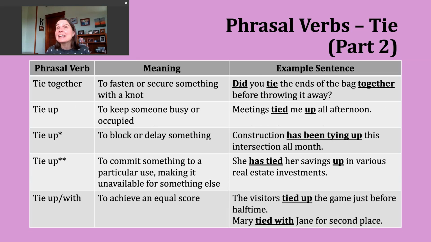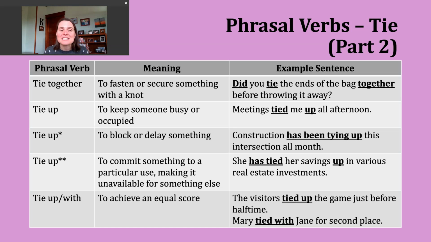The next is to tie together. This generally means we are fastening or securing something with a knot. An example of this: Did you tie the ends of the bag together before throwing it away? This is an example of a yes or no question in the simple past tense, right? The idea here is we don't want things falling out of the bag, right? So we're checking, did you secure it? Did you tie the ends together?